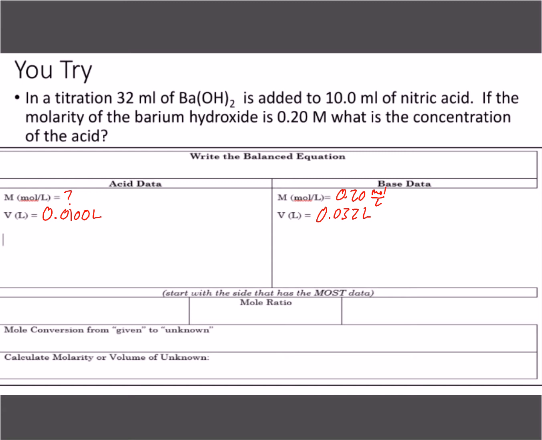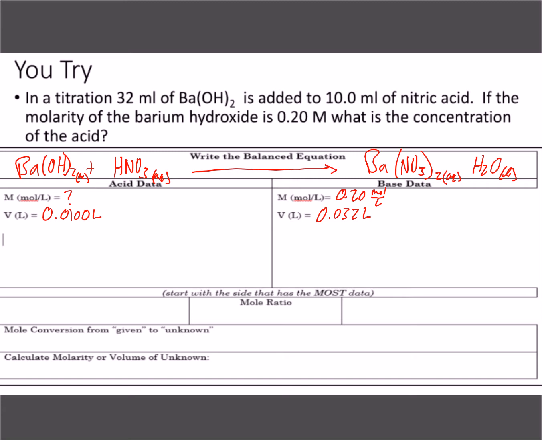So the first thing I need is my balanced equation. So I've got barium hydroxide plus nitric acid. They are both aqueous. All right, and then we're going to produce water and a salt. My salt here, folks, should look like this. It's barium nitrate. Barium has a 2+ charge. Nitrate has a 1- charge. So it's Ba(NO3)2. All nitrates are soluble. All right, there's my balanced equation.